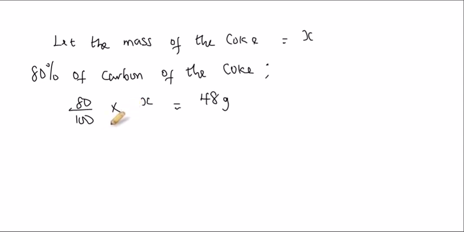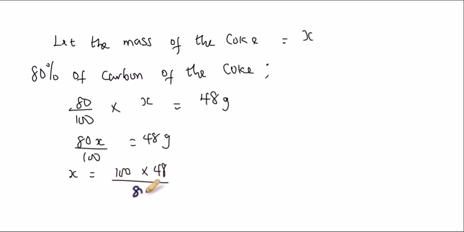So here, let's solve for X. We have 80X divided by 100 equals 48 grams. So X equals 100 multiplied by 48 divided by 80. So this gives us 60, and the unit in grams. So we can leave our answer as 60 grams, or we can convert it back to kilograms. If we'll be converting this to kilograms, we'll be dividing by 1000. So 60 grams is also equivalent to 0.06 kilogram, and that will be the final answer.